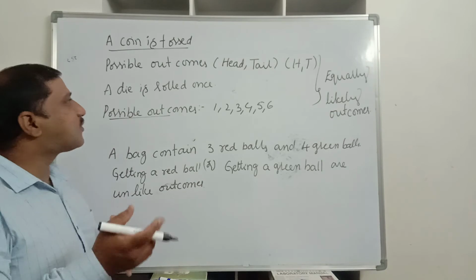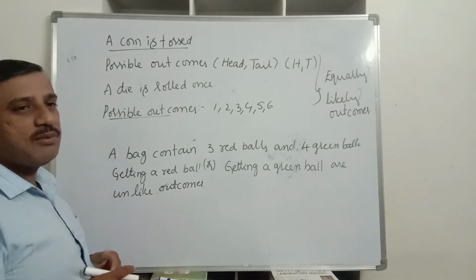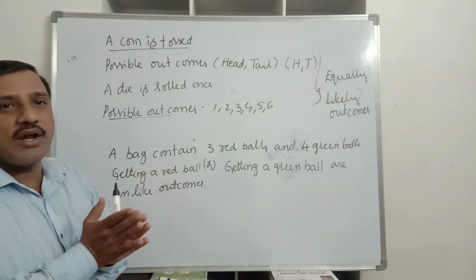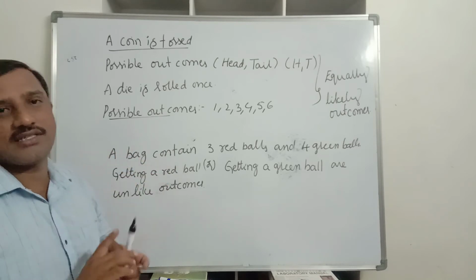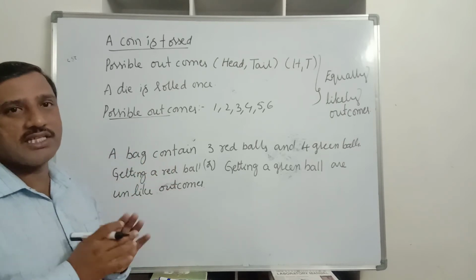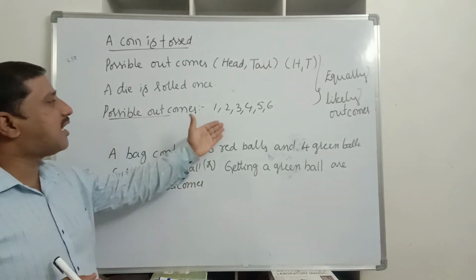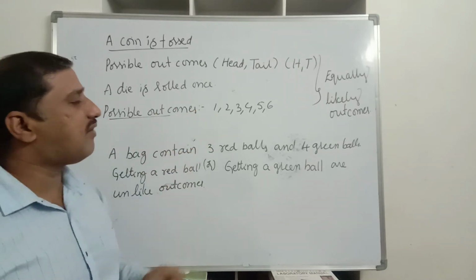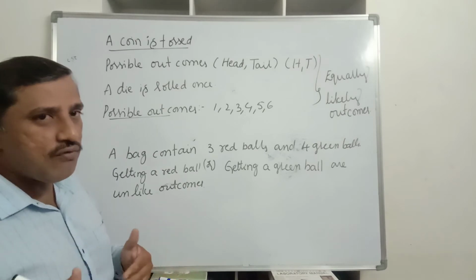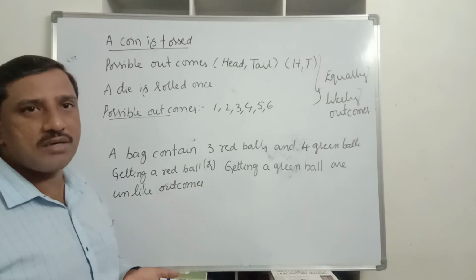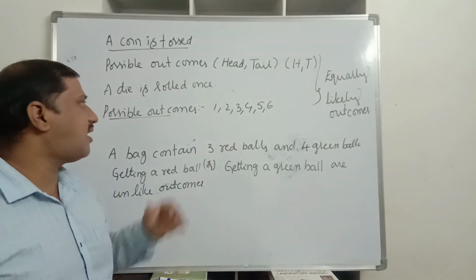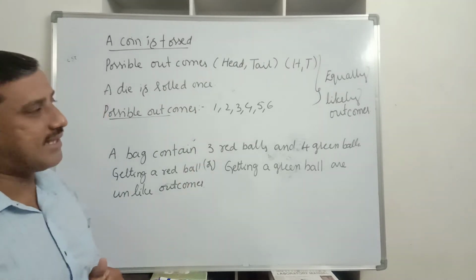Similarly, a die is rolled once. What are the possible outcomes? A die means what? A cube, with cubical faces. It has 6 faces, and on each of the 6 faces we have numbers from 1 to 6. So the possible outcomes are 1, 2, 3, 4, 5, 6. Do you find 7 or 8? No, it is not possible. We have only 6 faces, and they go from 1 to 6.